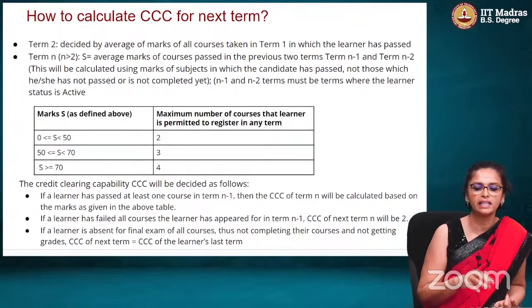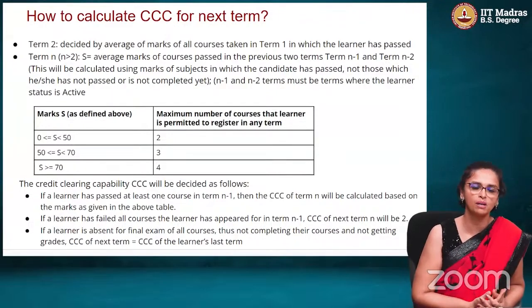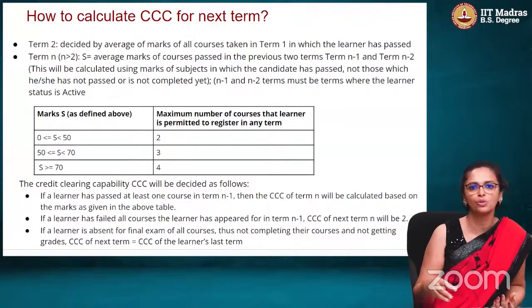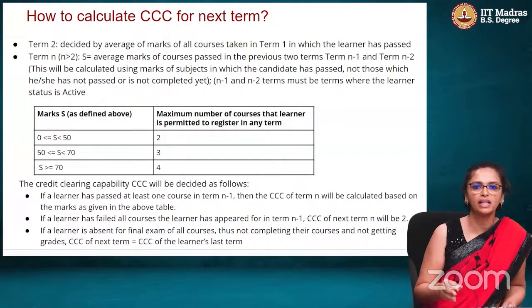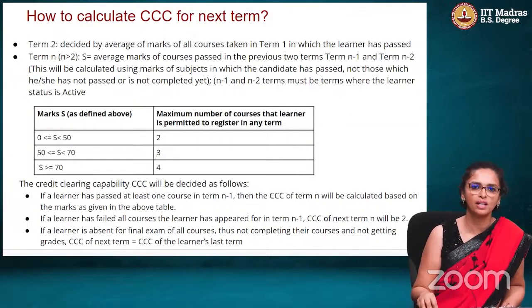It's called the credit clearing capability, and this is something that you should think for yourself. You should also look at how you have been doing the courses, how much time you are able to spend, and then decide to register for courses so that you do them really well, get good grades and get a good CGPA. So that is something very important you have to keep in mind when you are thinking about and deciding how many courses to register in a particular term.